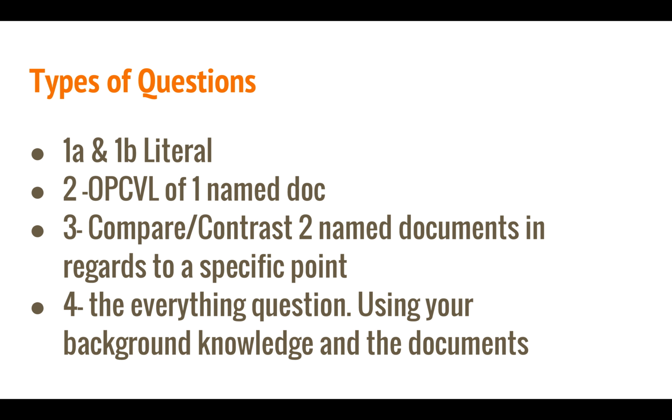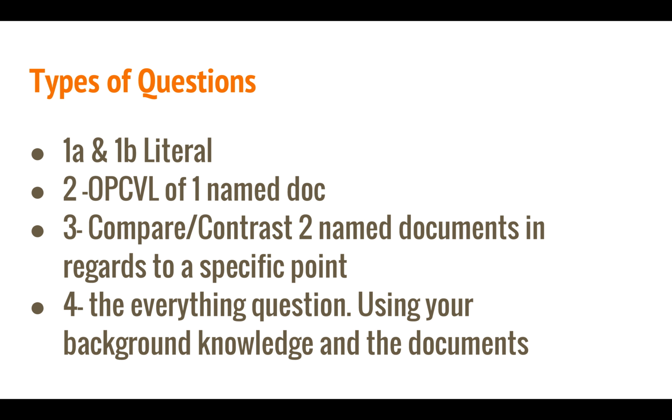Question 2 is always going to ask you for the origin, purpose, content, value, and limitation of one specific document. Now, IB has already picked what documents they want you to be looking at for each one of these questions. So don't be the person who decides that you like document E better than document C and answer OPCVL for that, because you'll get no points.